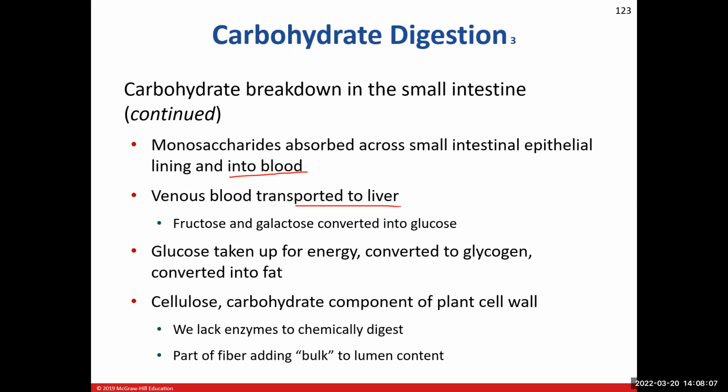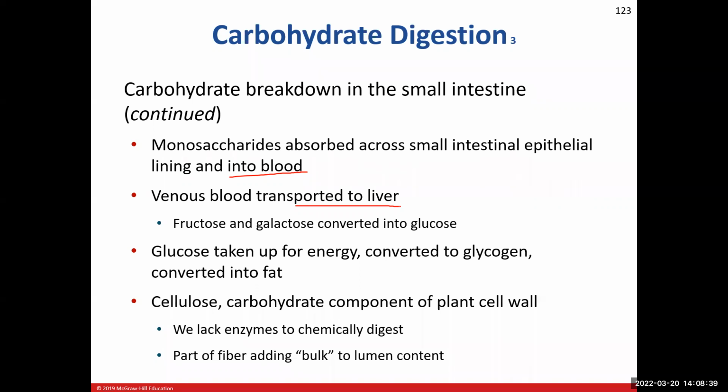Now, fructose and galactose, guess what? The liver is awesome about it. It's going to take those monosaccharides and turn them into glucose. Remember, cells love glucose. We love glucose so much, we've named chemical processes after it: glycolysis, glycogenolysis, glycogenesis, all that, even gluconeogenesis. We always want glucose. So fructose and galactose in the liver will be turned into glucose.